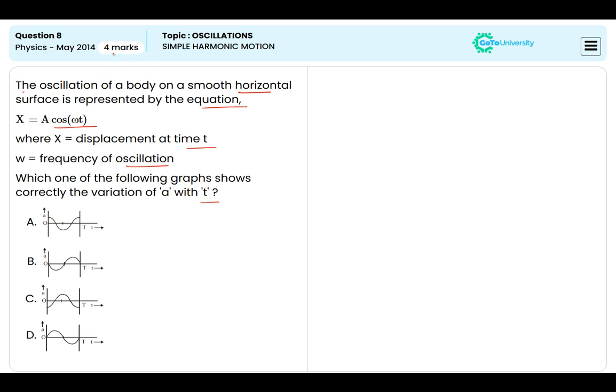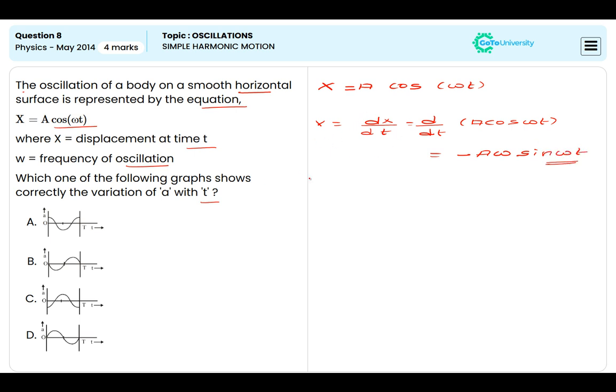We know that x is given as a cos ωt. Then the velocity we can write as v = dx/dt. Velocity is displacement by time taken. If I differentiate this x with respect to t, I get d/dt of a cos ωt, which is equal to minus a ω sin ωt.